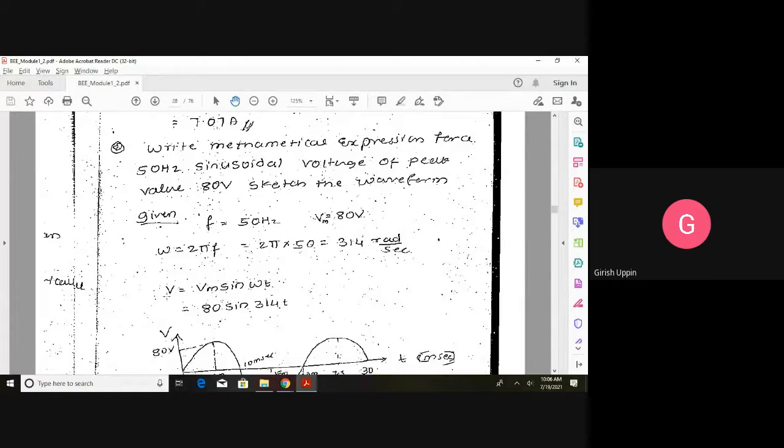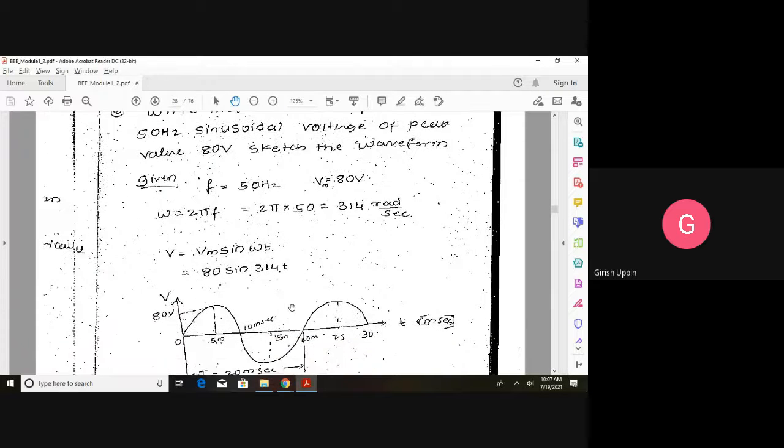Our mathematical equation would be, in the general form, V is equal to Vm sin omega t. Vm is given as 80, and omega we calculated as 314. Therefore, the mathematical expression is V is equal to 80 sin 314 t. Using this equation, you can find the instantaneous voltage at any time.